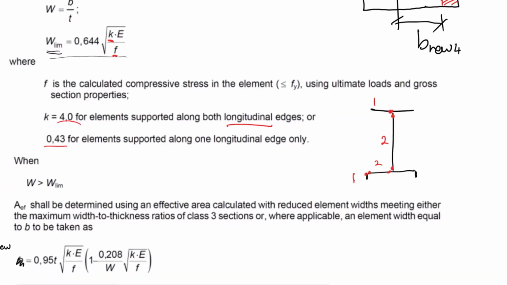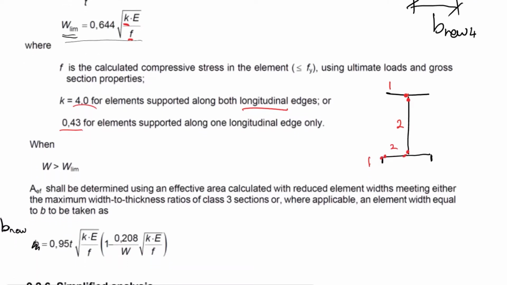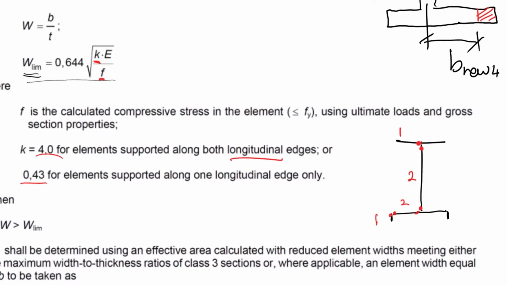So once you've got that, then you also need a stress. Now what stress? You're trying to design this section. So we are told F is the calculated compressive stress in the element using ultimate loads. So it depends on what you're doing. If you're just trying to calculate what is the capacity of my column, you actually haven't got a load. You're just saying what's the maximum load that this thing can carry. So there are different values you can use.